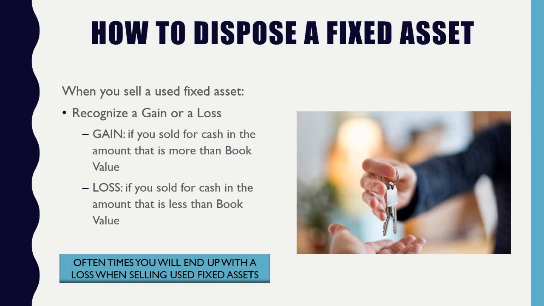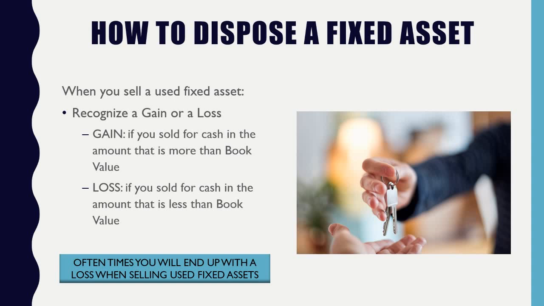So let's talk about how to actually dispose of an asset. Well, first off, you need to determine what your book value is. So that's the purpose of us creating our depreciation tables, because then we'll get to have a book value. Once we determine what that book value is, that's what your asset is currently worth at that given moment in time. If you choose to sell your item or get rid of it, you're going to recognize one or the other, a gain or a loss.